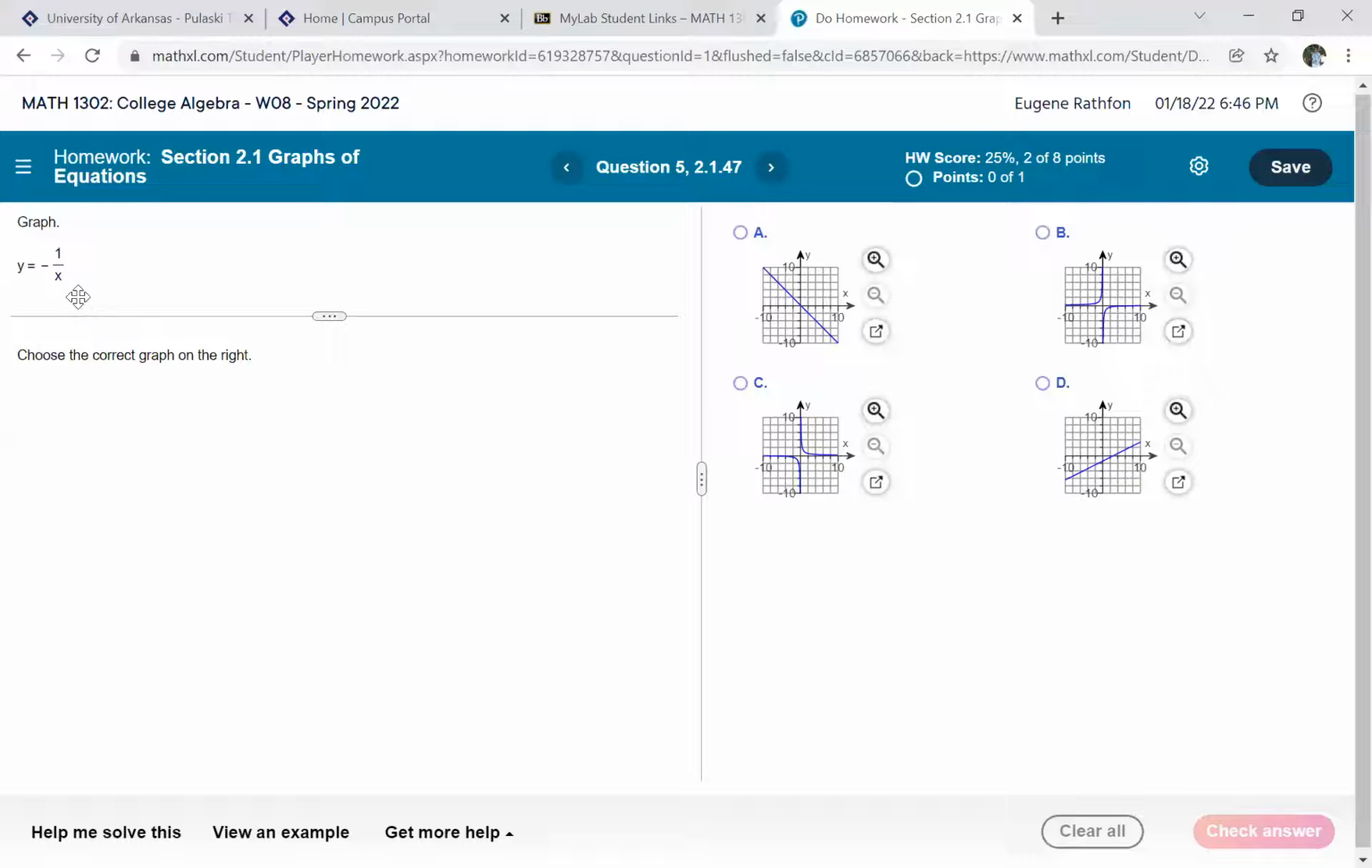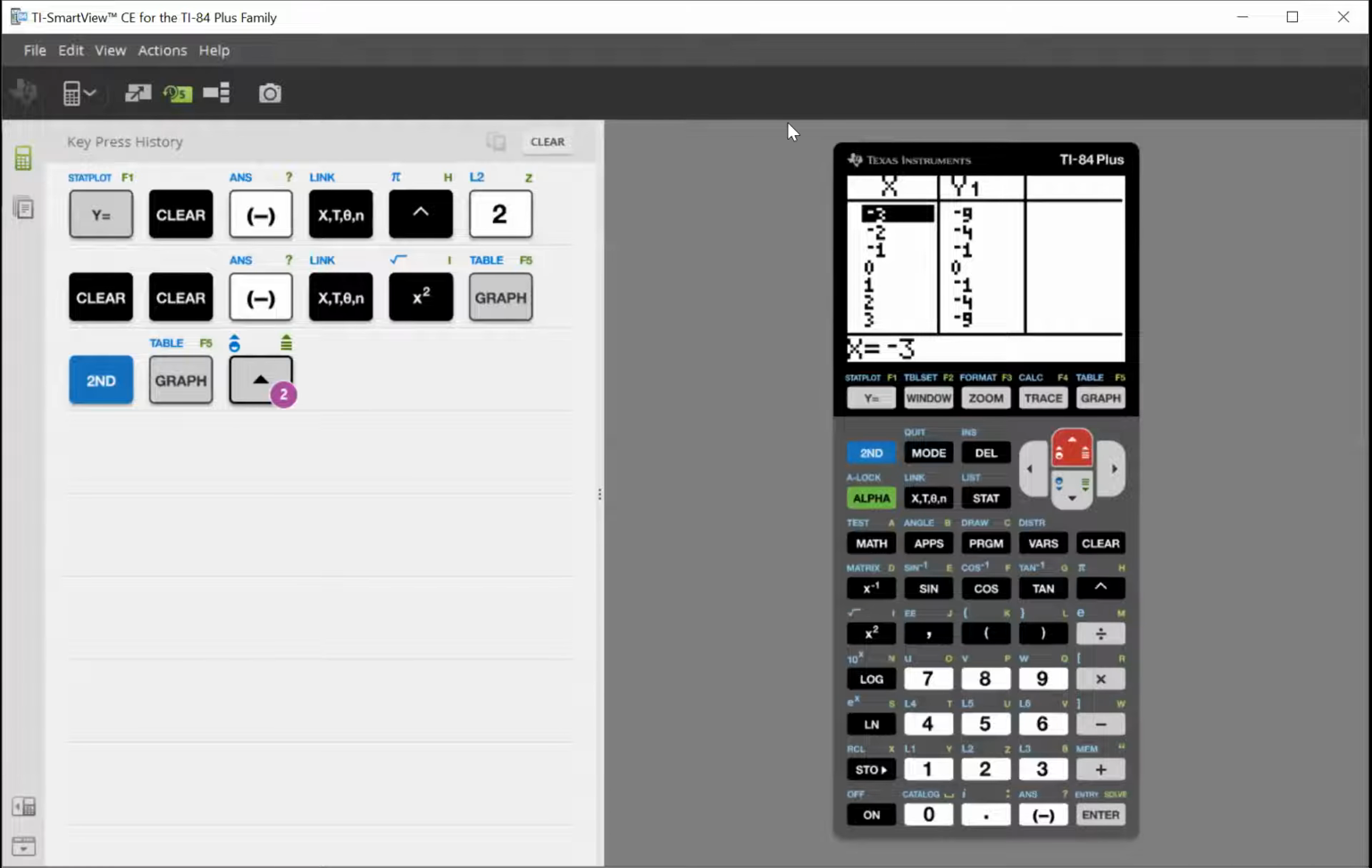This one has y equals 1 over x. Y'all, really the easiest way to do this one would be on your calculator. So what was that? Y equals negative 1 over x. And I will tell you, it's going to be either B or C, okay? So let me go down on my calculator real quick. Let me write one in real quick. So y'all must be getting knocked off and having to come back. All right, so do that.